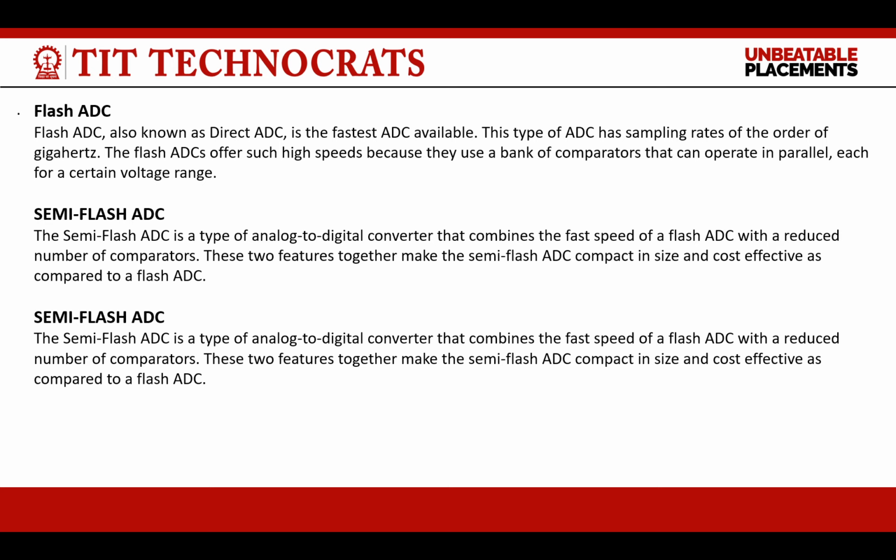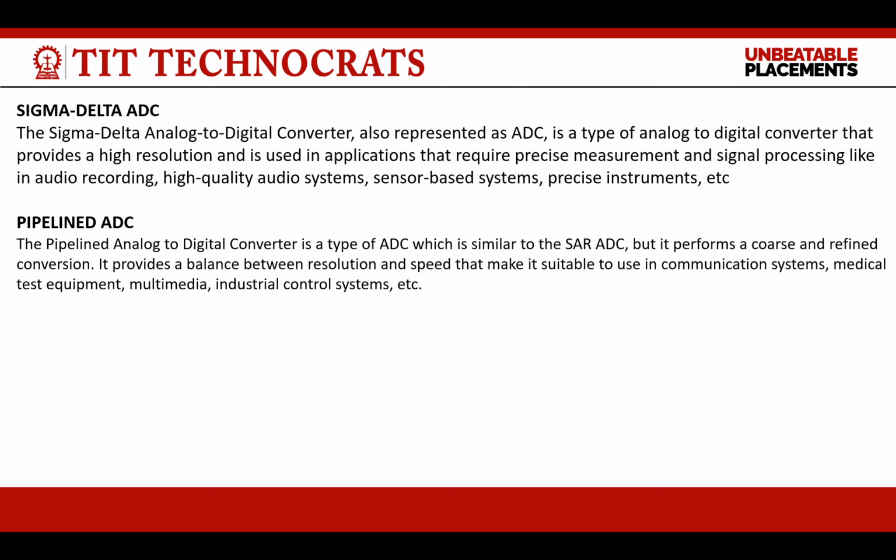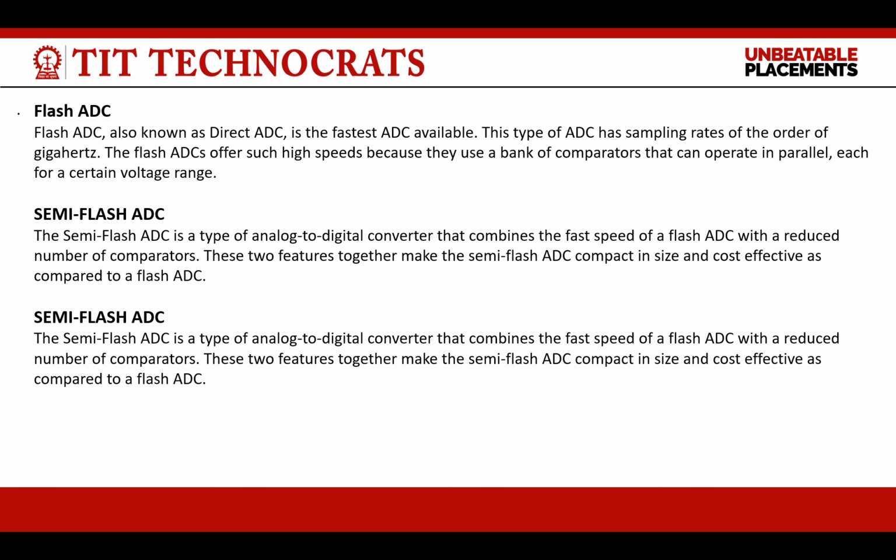Flash ADC, also known as direct ADC, is the fastest ADC available. This type of ADC has sampling rate of the order of gigahertz. The flash ADC offers such high speed because they use a bank of comparators that can operate in parallel, each for a certain voltage range.